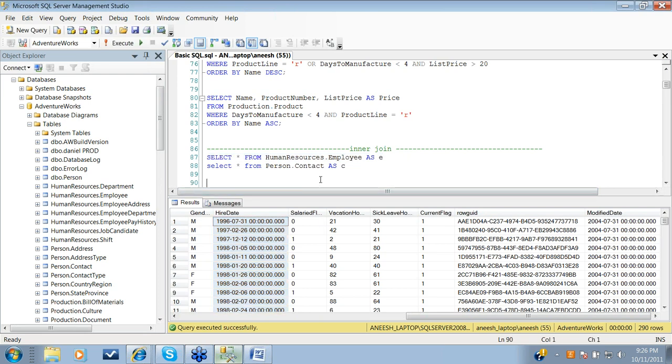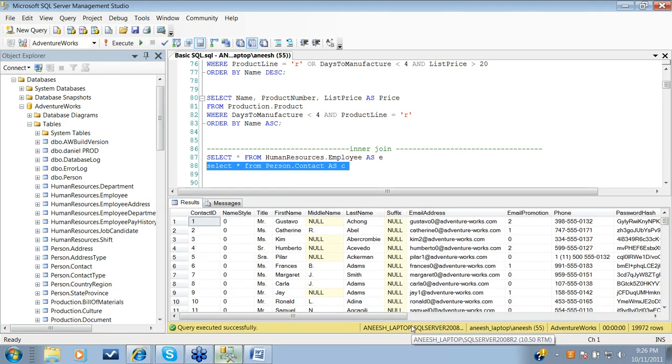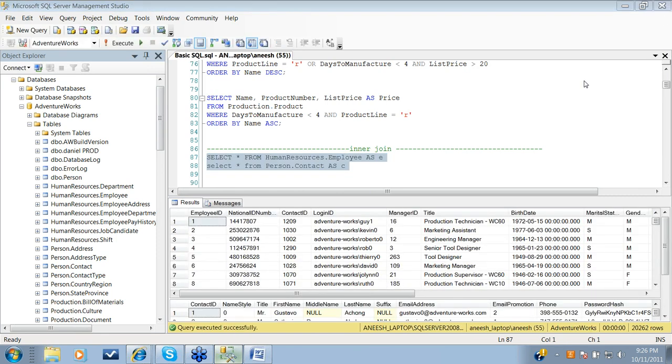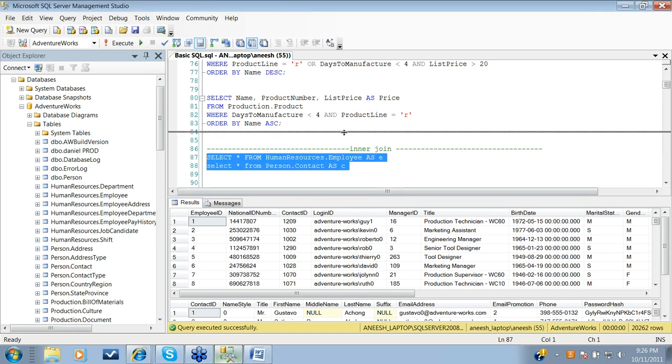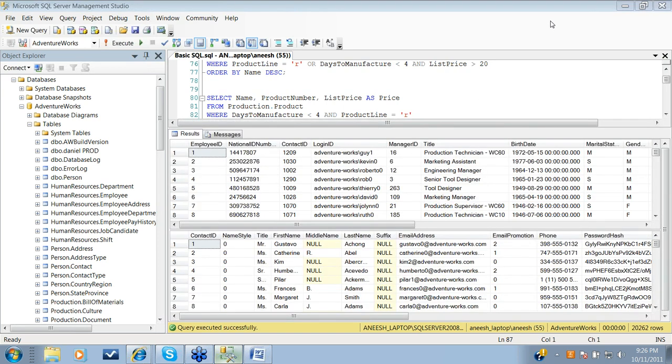So email address can be retrieved from another table called person.contact. So if you do a simple select on that, here is the email address. So if you execute both, here we go. You can see that you can get the hiring date and the employee ID from here and the email address from here. So certainly the information you are looking for spans across 2 different tables, right? So that is our first step.